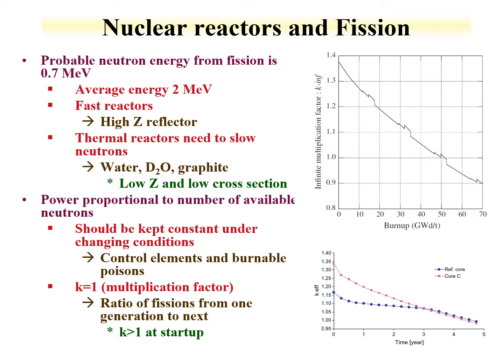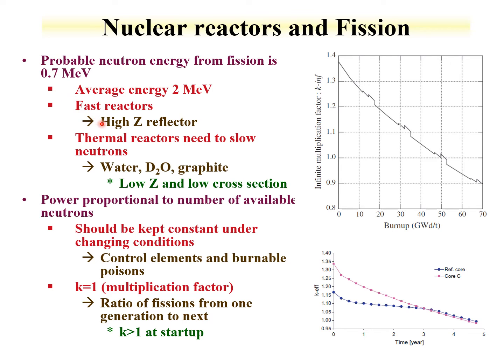Some more detail on neutrons and fission in reactors is presented here, where we see that the probable neutron energy is a little under an MeV, while the average energy is about 2 MeV. This is actually used in fast reactors, since 2 MeV neutrons are certainly high enough to fission non-fissile isotopes like uranium-235. For a fast reactor, you would construct a reactor where the neutrons are not moderated or slowed down.